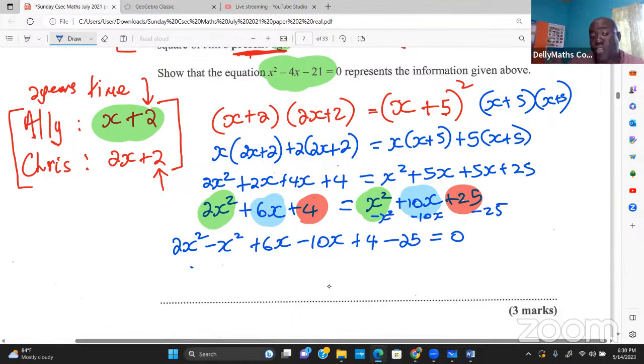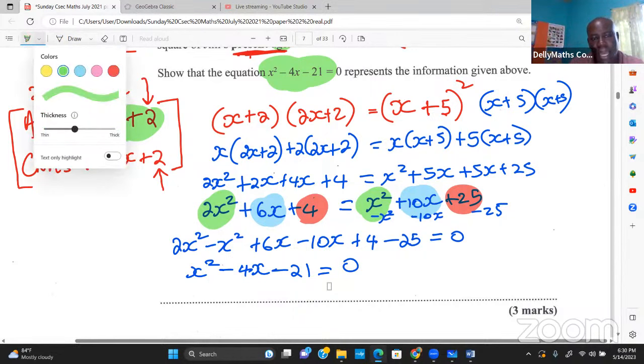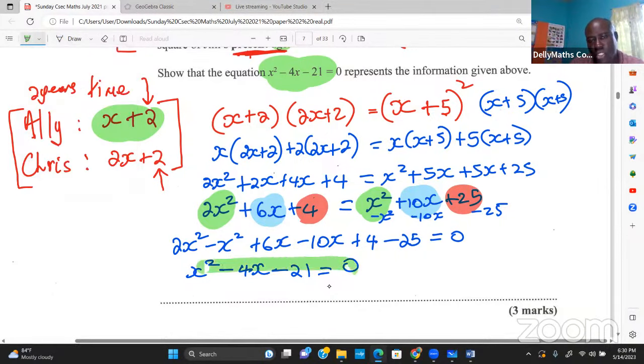In simplification, you would have x squared minus 4x minus 21 equals 0. And you're seeing here that this is what they actually asked us to show. Take a look at it. So by the time we're finished, we get the exact answer. Don't have to do anything for it. All right. Hence, we have proven this right there.